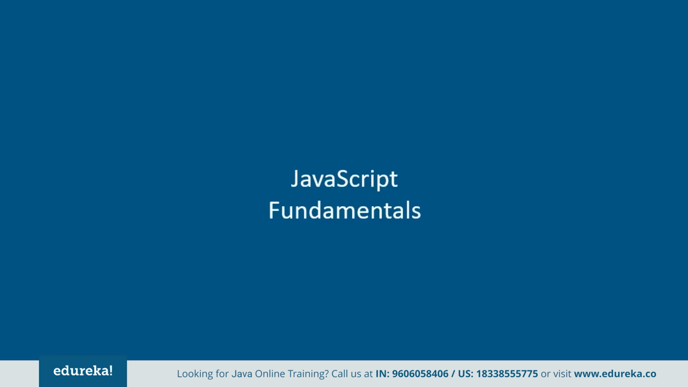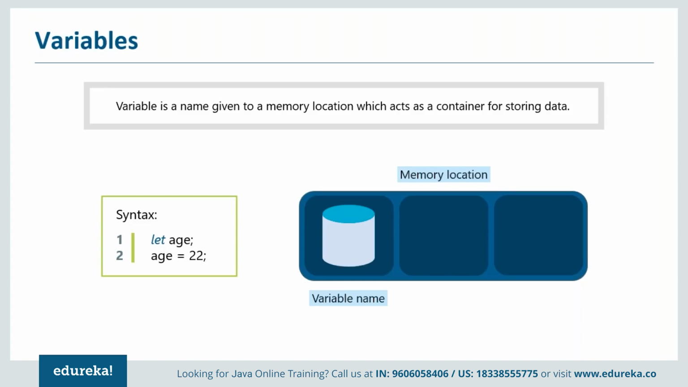I'm going to discuss variables, constants, and a few other concepts over here. So what are variables? A variable is a name given to a memory location which acts as a container for storing data. Now, what does this mean? Let's say that I want to define a variable called name and I want to store a name in it. Let's say the name is Edureka. So I'm going to declare a variable called name and store Edureka in it. So name is the name of the variable and Edureka is the value of this variable. What's happening here is a temporary memory location is assigned to the name variable, and this variable is going to contain a value which is Edureka.